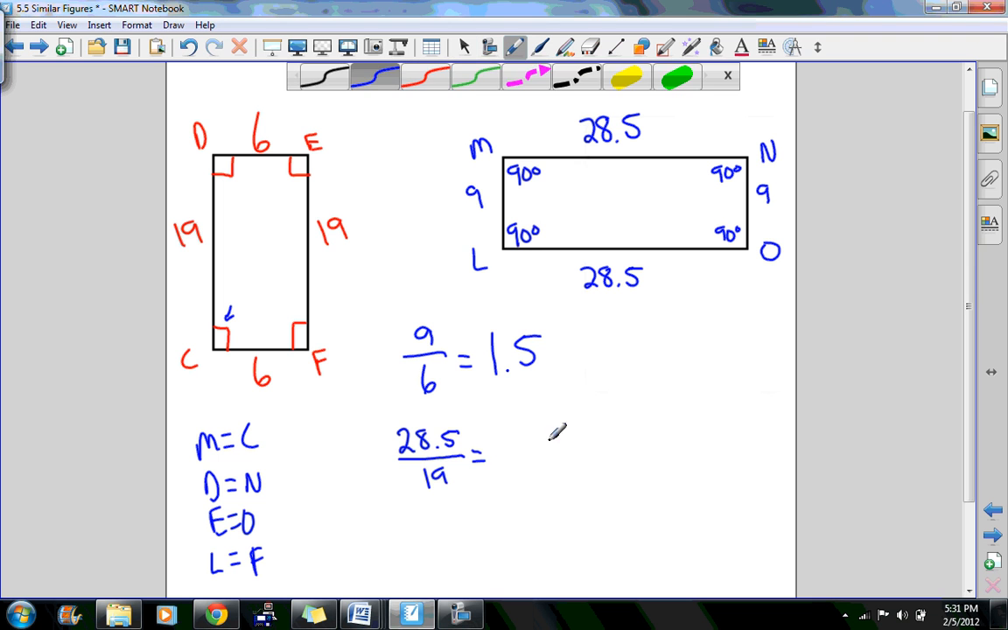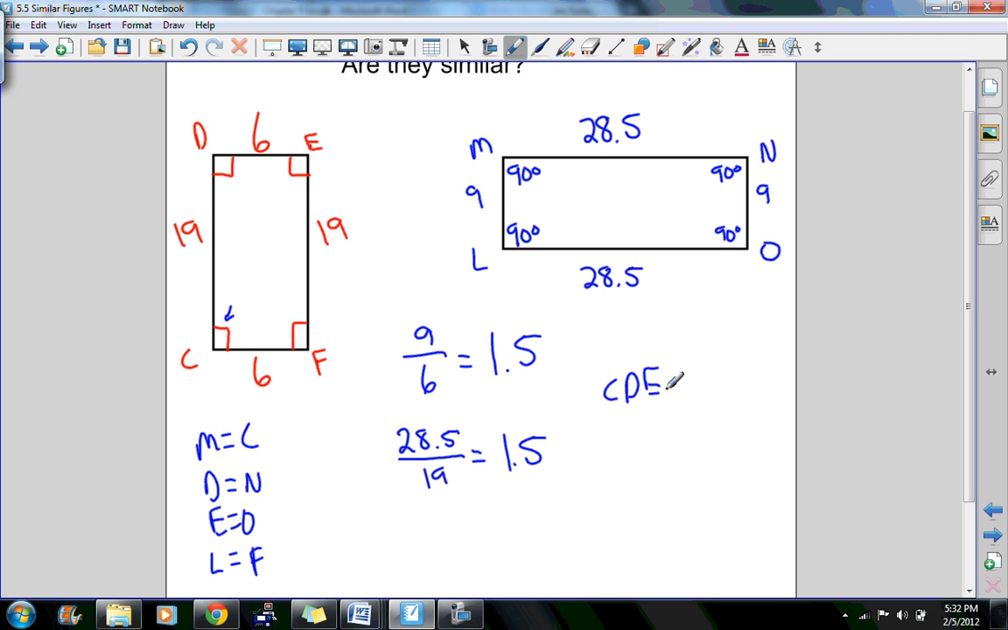And now here's the beauty of this problem, is we actually don't have to continue because it's repeated. The 9 is repeated, and the 6 is repeated, the 28.5 is repeated, and the 19 is repeated. So we're actually done. And we would just have to find a matchup. Now, there's a couple different ways you could write it, but I'm going to write it as C, D, E, F, and that's similar to M, N, O, P. And if you're confused, if you wrote it correctly, by all means ask me and I will come over and help. Okay, so those are similar figures.